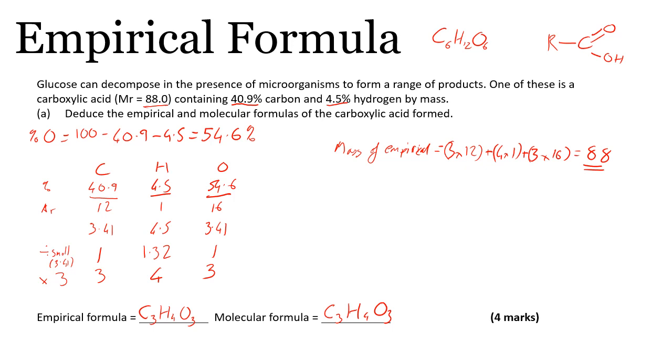So if we give ourselves marks for this, 1 mark for working out the mass of the oxygen, 1 mark for dividing all the percentages by the molar mass, 1 mark for getting the empirical formula and doing that times by 3, and 4th mark for working out the molecular formula is identical. That's empirical formulae and molecular formulae calculations.